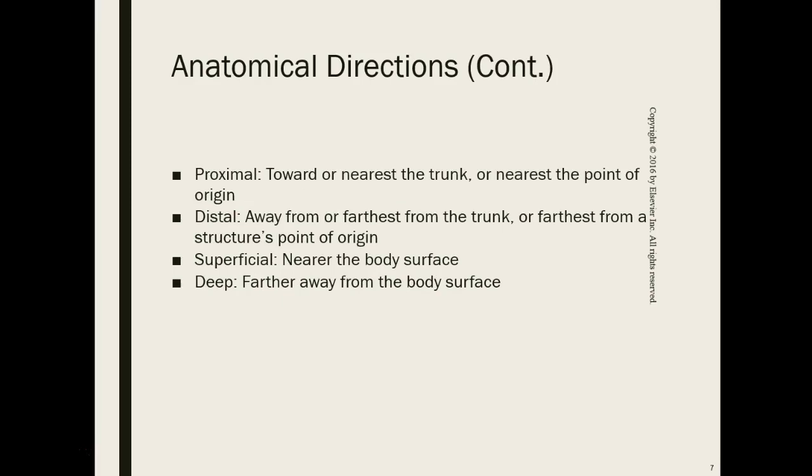Some more terms here. Proximal is going to be toward or nearest the trunk or nearest the point of origin. So the trunk is going to be the torso. Distal is away from or farthest from the trunk or a structure's point of origin. So the elbow is going to lie at the proximal end of the forearm, where the hand lies at the distal end. So if we think of the point of origin as the shoulder, the elbow is closer to the shoulder, so it's proximal, whereas the hand is farther away, so it's going to be distal.